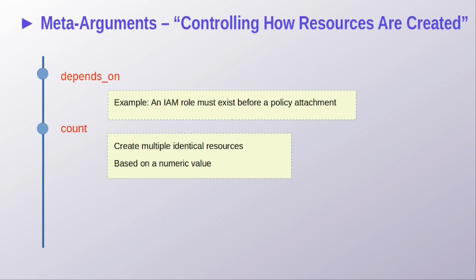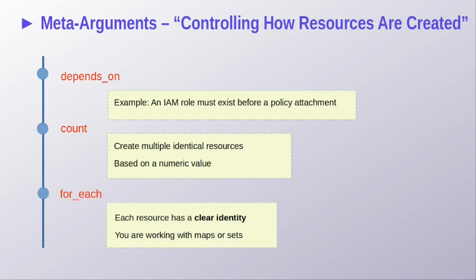Count. It allows you to create multiple resources by number. Example: create 3 EC2 instances. Terraform thinks of one resource with count equal 3, meaning 3 nodes in the graph.